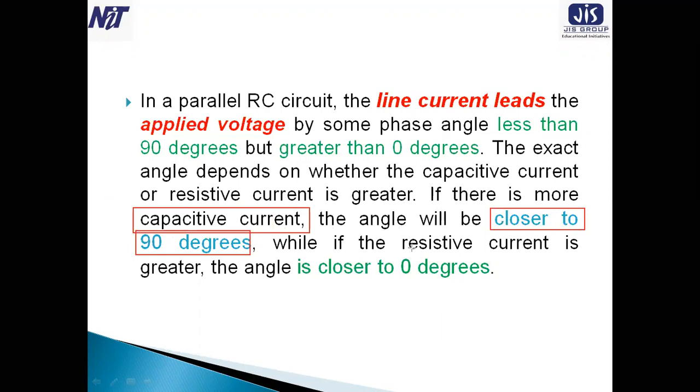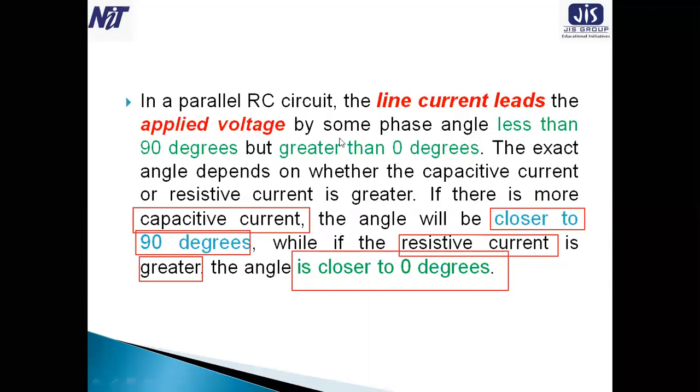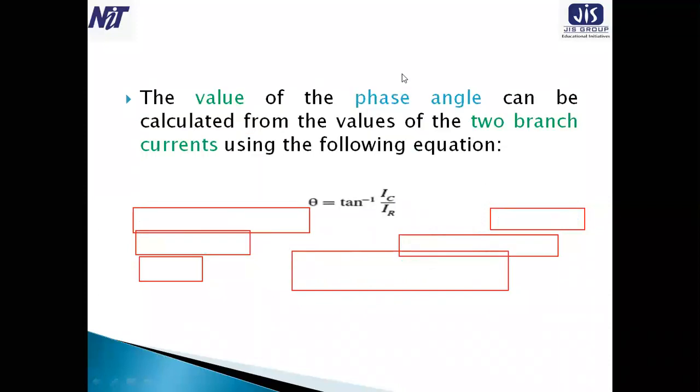While if the resistive current is greater, the angle is closer to 0 degrees. So it actually depends on the value of the resistor or capacitor connected in the circuit. If the resistive current is greater, then the angle is closer to 0 degrees. If the capacitive current is greater, then the angle will be closer to 90 degrees. So this part you need to remember. This is the important part for the circuit.